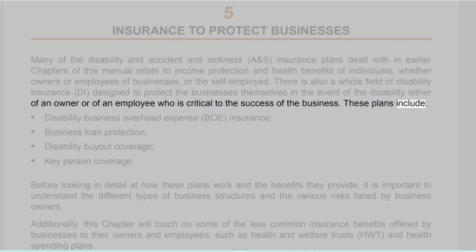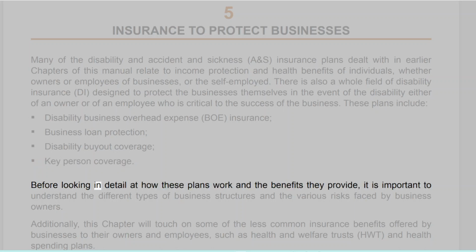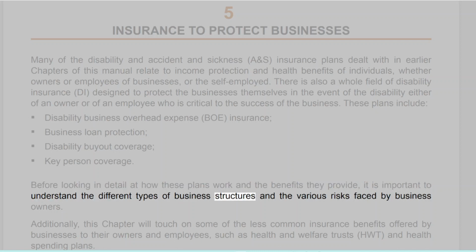These plans include Disability Business Overhead Expense (BOE) Insurance, Business Loan Protection, Disability Buyout Coverage, and Key Person Coverage. Before looking in detail at how these plans work and the benefits they provide, it is important to understand the different types of business structures and the various risks faced by business owners.